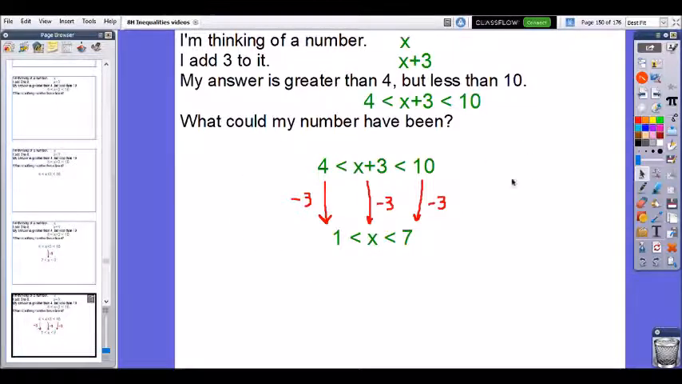And this is how I would solve a compound inequality. So I'm just thinking I need x on its own. What do I do to all parts of my inequality to make x isolated, so make x on its own?